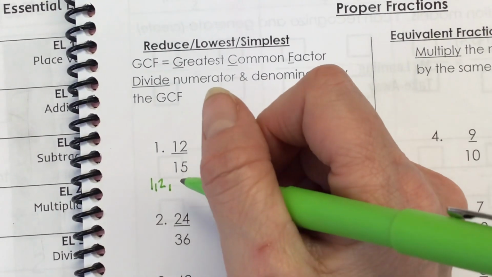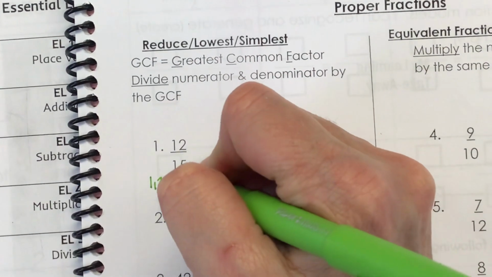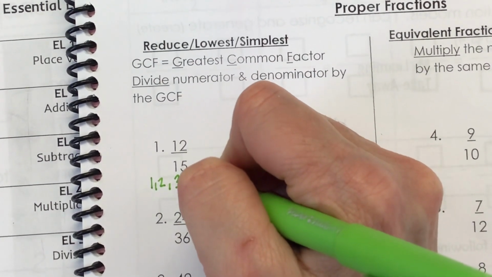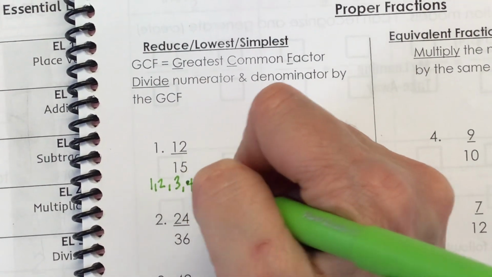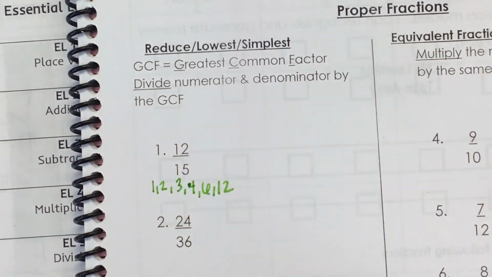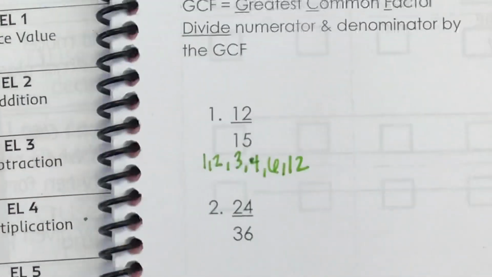There's one more set. You forgot. 3. 3 times what is 12? 4.